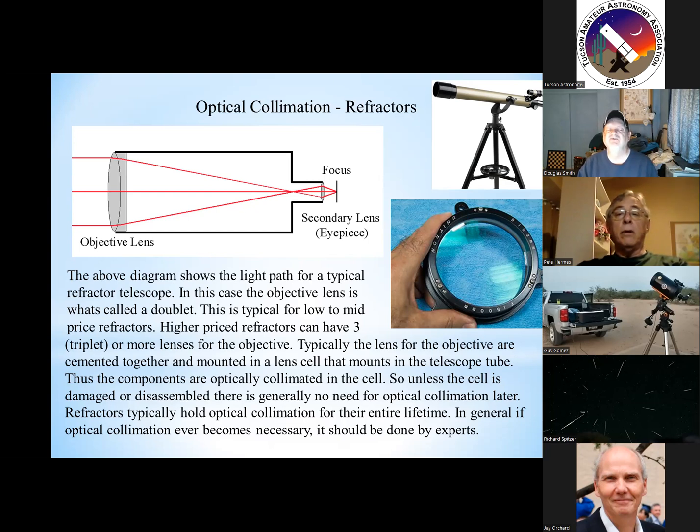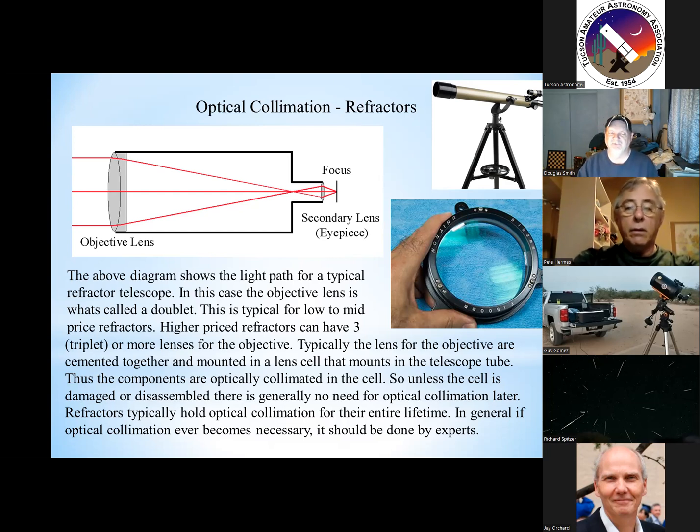These lenses that make up the objective are usually cemented together, or they're mounted in a lens cell with spacer tubes between them, but that whole lens cell makes up the objective to the telescope, and that's usually optically collimated in the factory when they do the mechanical collimation. The lenses all need to be lined up and properly spaced, and that's all usually built into that lens cell.